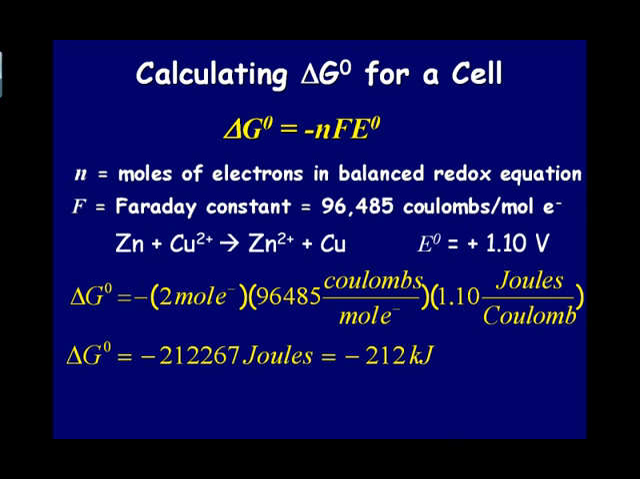Notice that there's been a conversion to kilojoules, because just like with delta H, when the value is really large in joules, generally that value will be turned into kilojoules, because it just makes the number a little bit easier to read and to look at. So that's the relationship between Gibbs free energy and the voltage in a reaction.